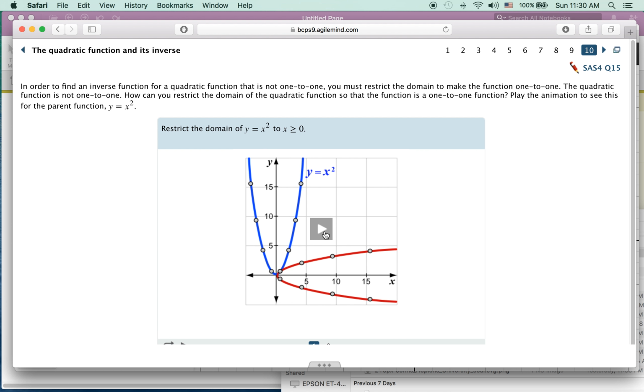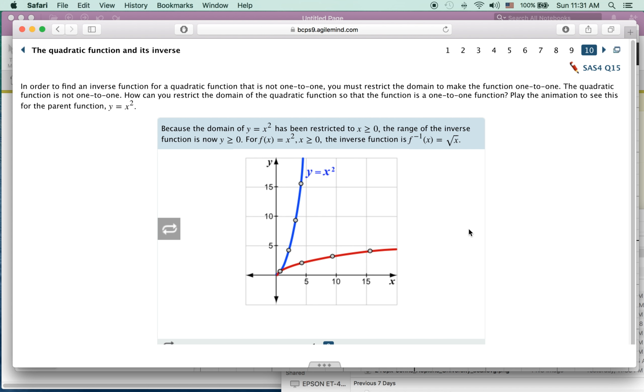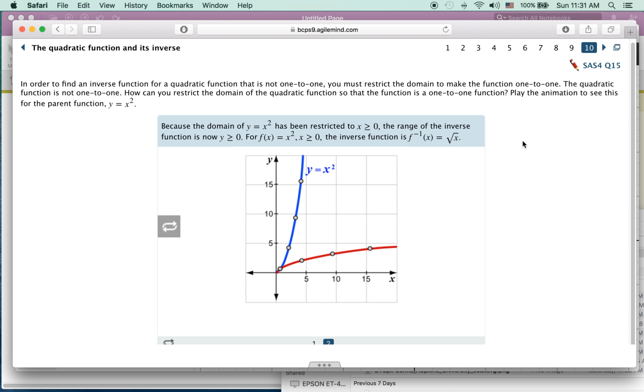Now they're introducing domain restrictions. If we only consider the positive part of y equals x squared, then we can consider it as having a rigorous inverse. Okay, you should be ready to do the end of this student activity sheet.